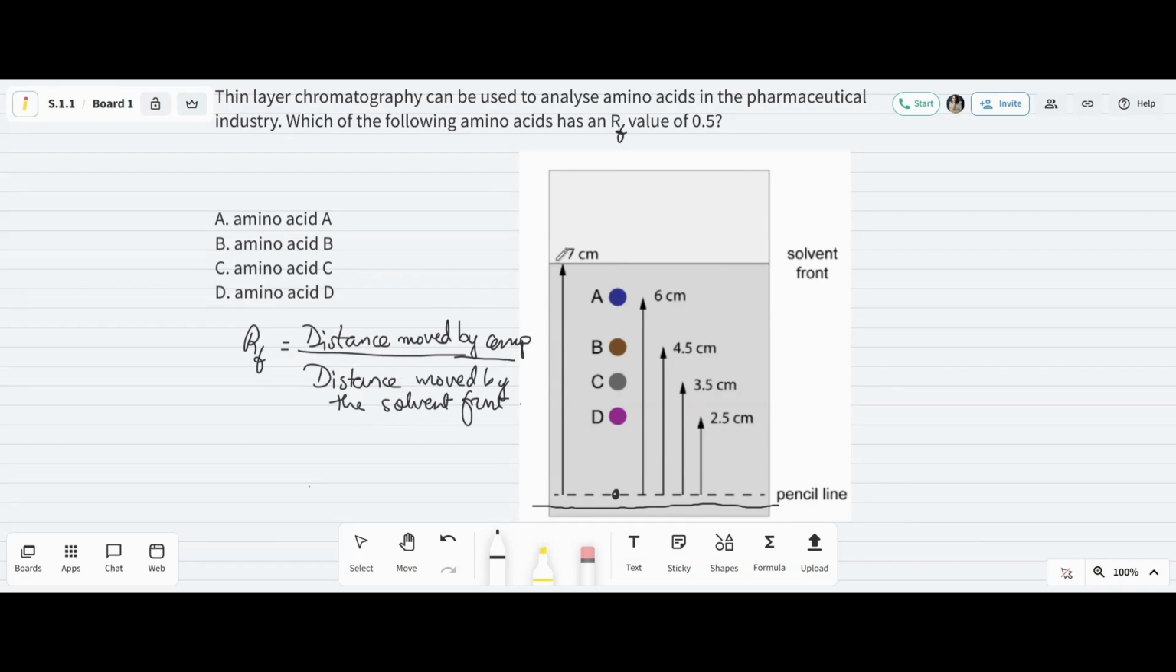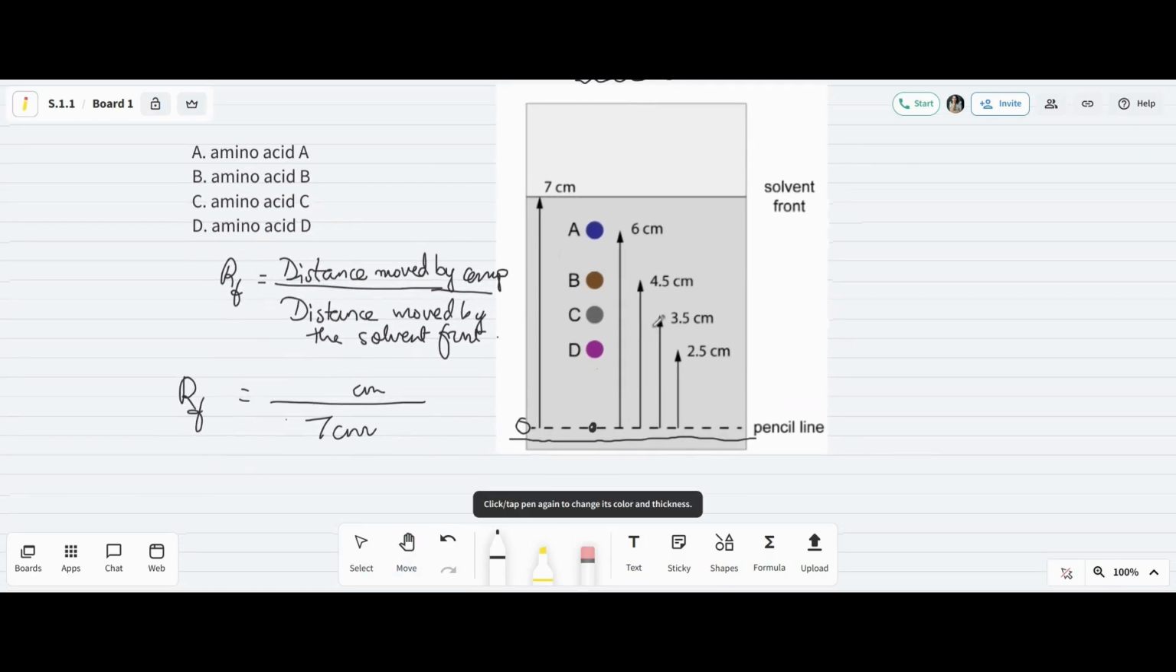So if the solvent has moved up to this level, and this is 0 centimeters, the distance moved by the solvent front is 7 centimeters, and the RF factor of component A will be 6 centimeters over 7 centimeters. The question is asking which of the components has an RF factor of 0.5. So in order to get 0.5, the component must have moved 3.5 centimeters. So 3.5 centimeters over 7 is 0.5. So that's component C, amino acid C.